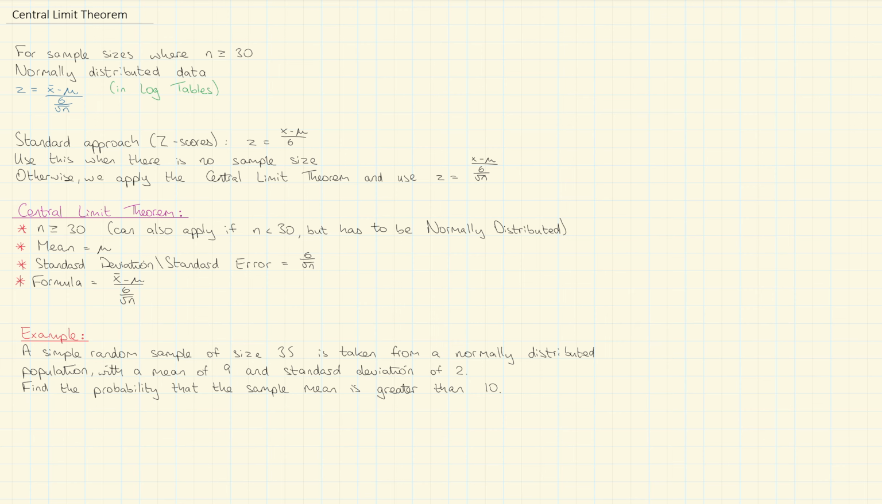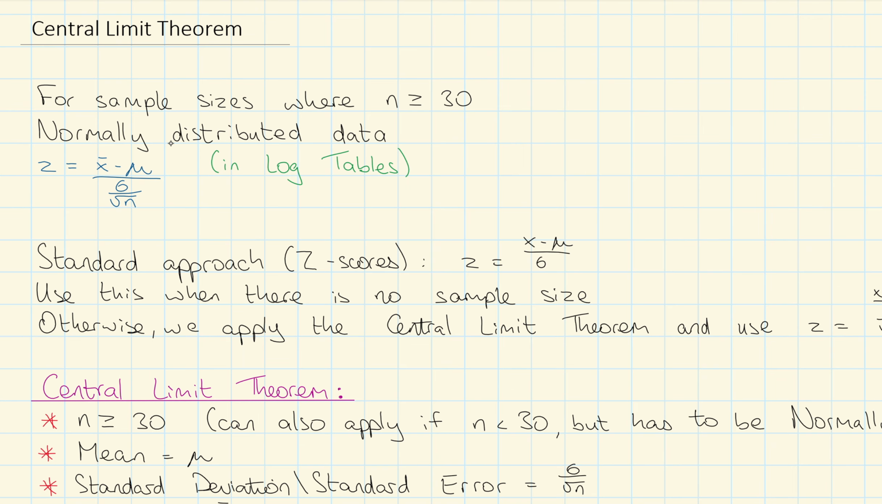Okay, so in this video we are going to look at the central limit theorem in inferential stats. So we apply this when we have sample size greater than or equal to 30 for normally distributed data. Our formula for the z-score is in our log tables. You don't need to memorize it.